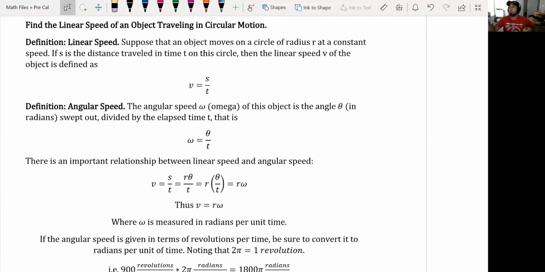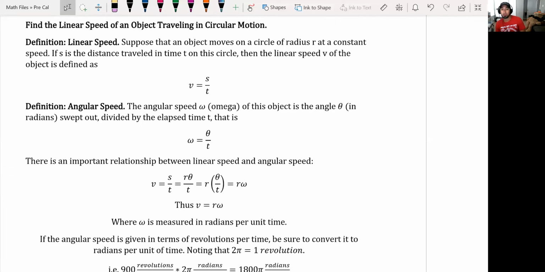So if you have something going around a circle at a constant speed, this is called linear speed and can be given by v equals s over t, where s is the distance traveled in time t on the circle, and v is the linear speed.